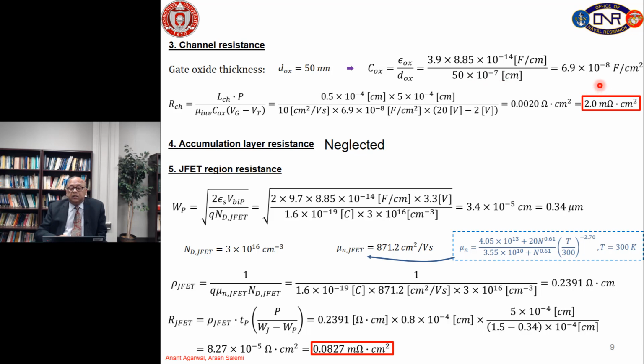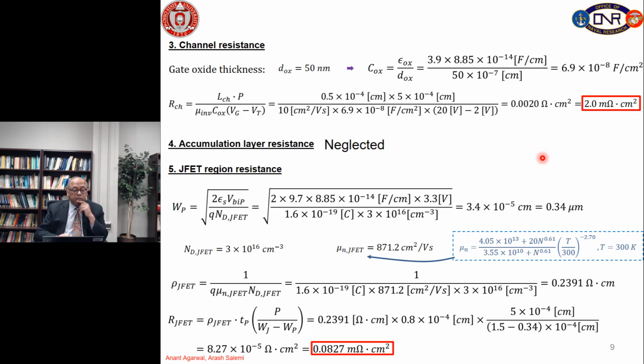So you can get the oxide capacitance per unit area, and then we can go ahead and plug in the numbers for half micron channel length, half pitch of 5 microns, inversion layer mobility of 10. Please notice that we have assumed a very low inversion layer mobility. This has been a problem for silicon carbide. In silicon, that number would be of the order of 300 to 500. Then we have plugged in the oxide capacitance and 20 volts for the gate voltage, minus 2 volt for the threshold. We get 2 milliohm centimeter square as the channel resistance.